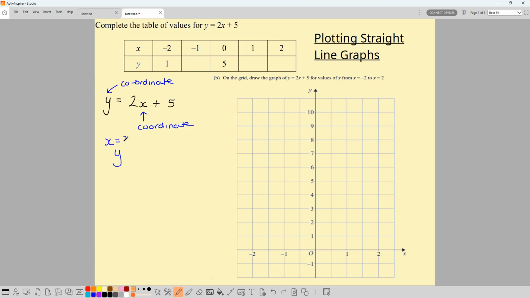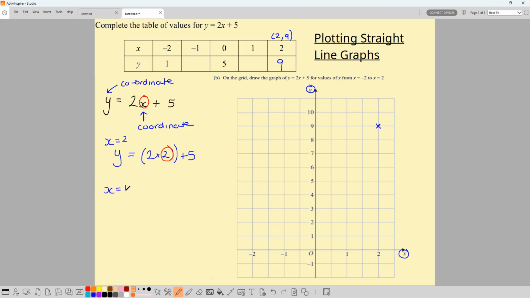So where x is 2, y is going to be 2 times 2. The 2 there has been replaced from the x. And then we're going to add 5. 2 times 2 is 4. 4 add 5 is 9. So that's a pair of coordinates there. When x is 2, y is 9, and you can plot that on the graph. When x is 2, y is 9. X first, followed by the y.